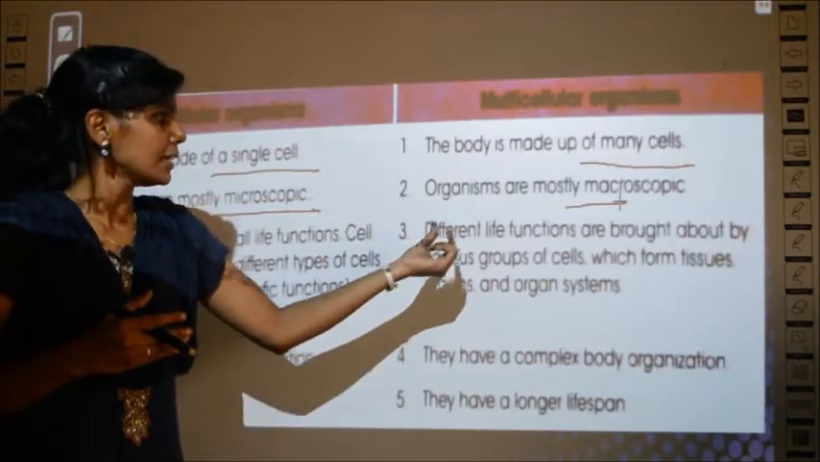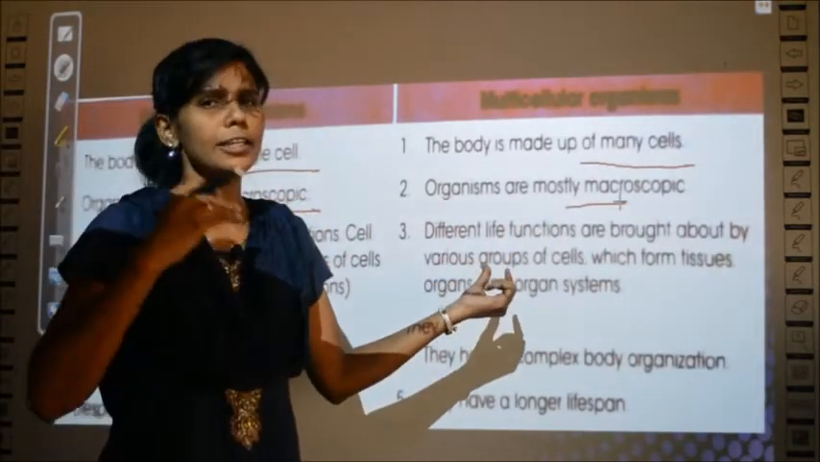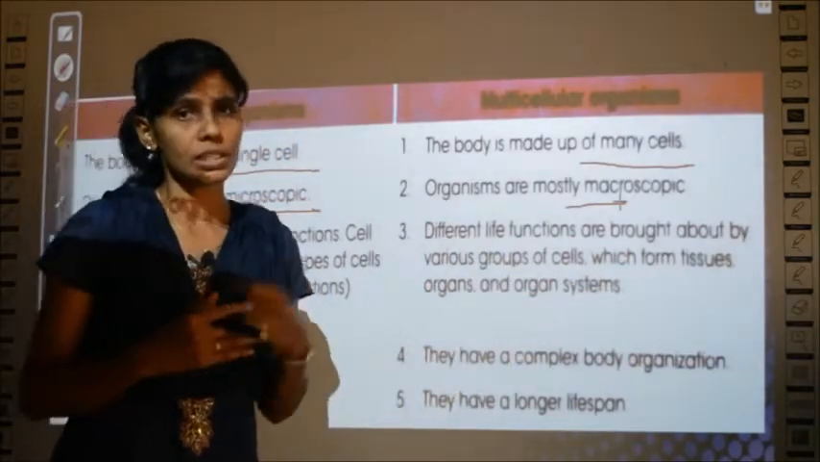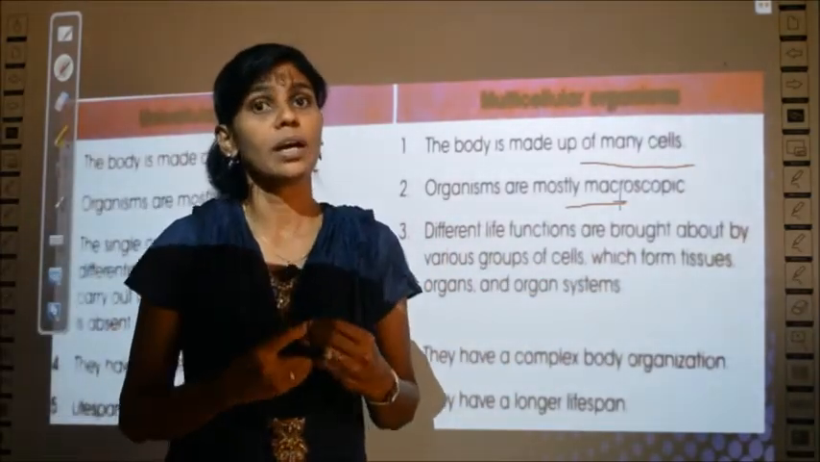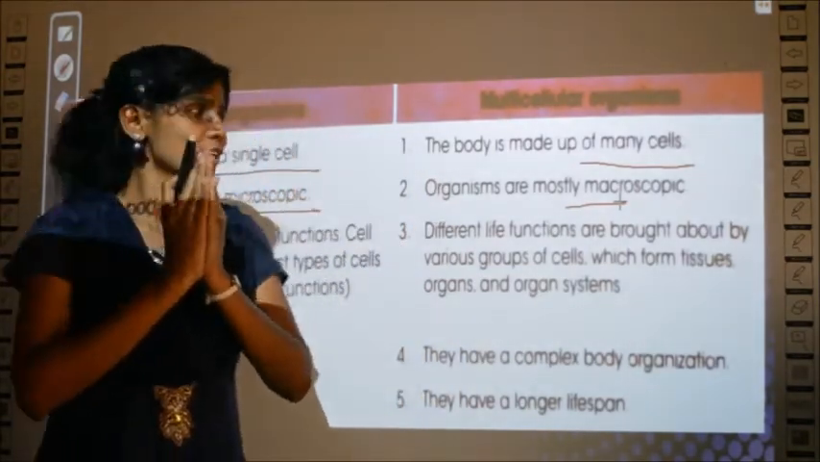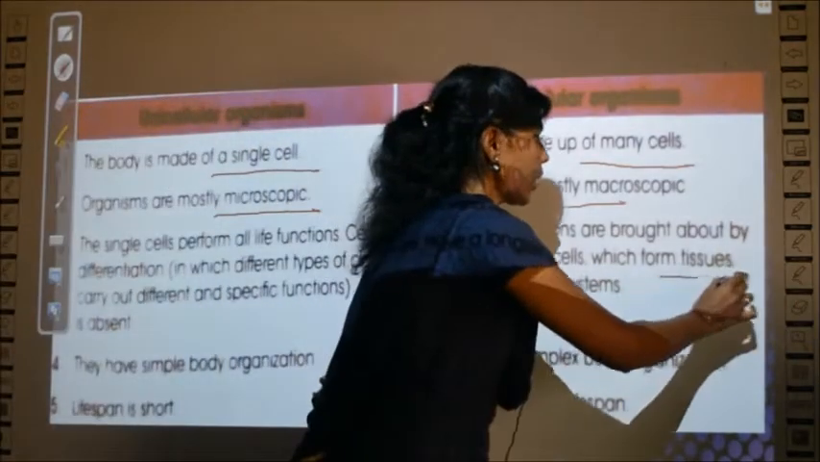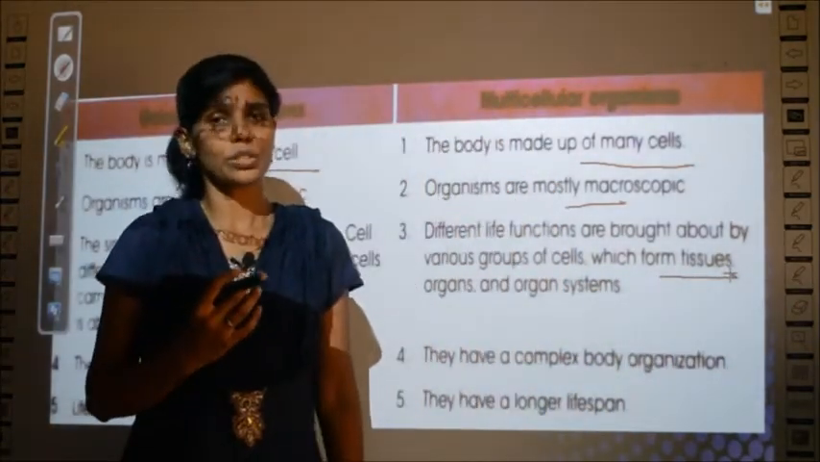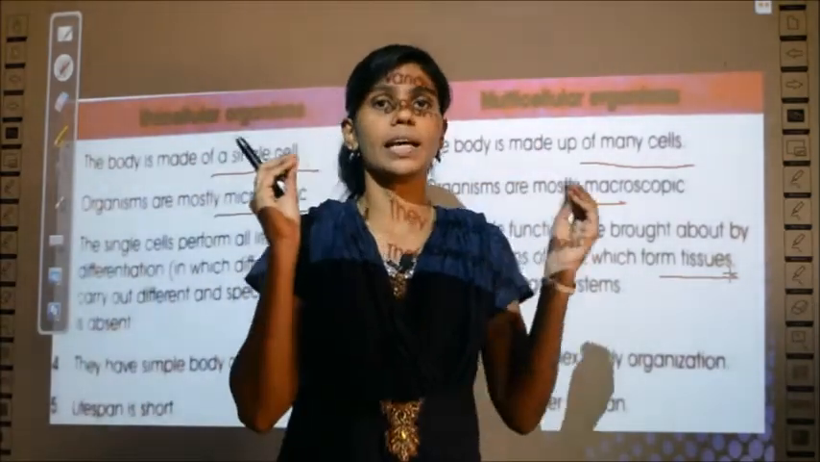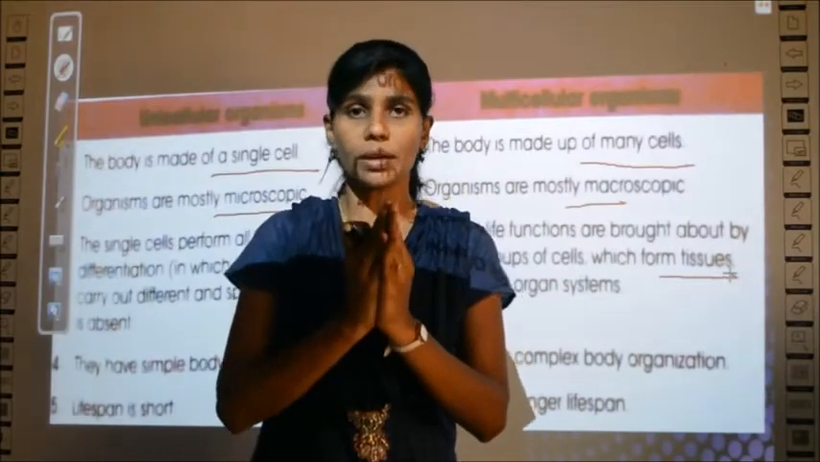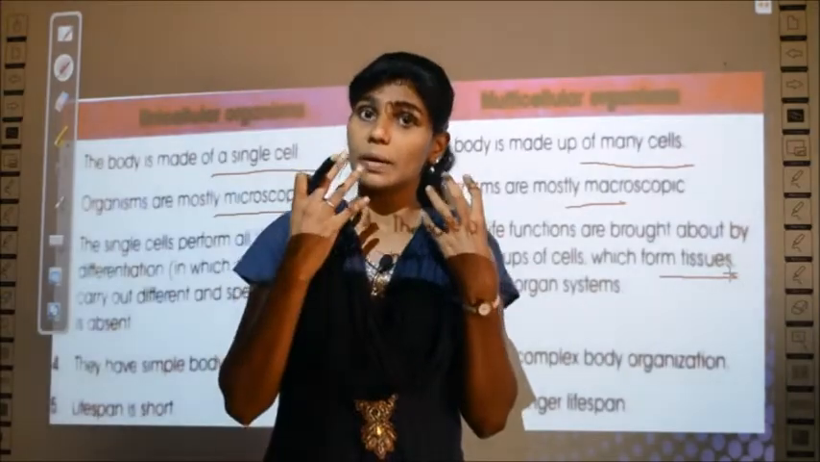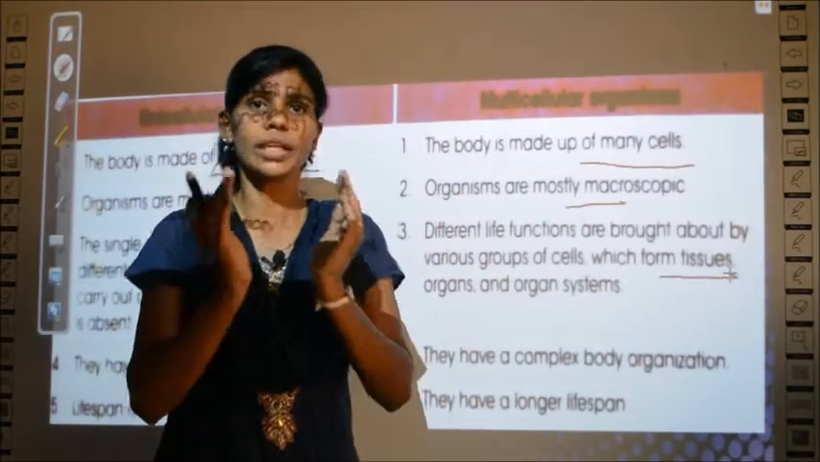Whereas in multicellular organisms, the life functions are brought about by a group of cells to form tissues, organs and organ systems. Say for example, in human beings you have many cells, no? So many cells together are called tissues. A group of cells are called tissues. Okay, so you cannot take one cell from your head and one cell from your leg and put together and call it a tissue. These tissues should have the same function. Only cells of the body having the same function can be grouped together.